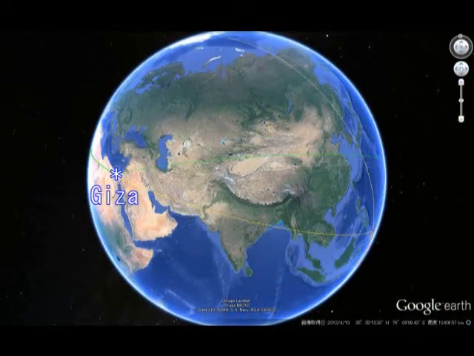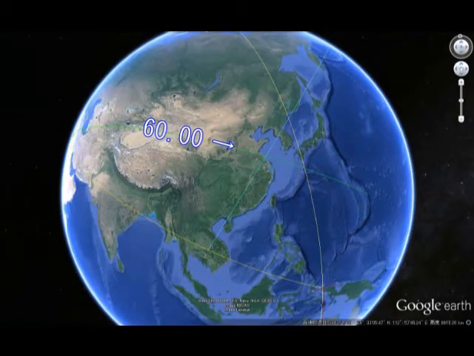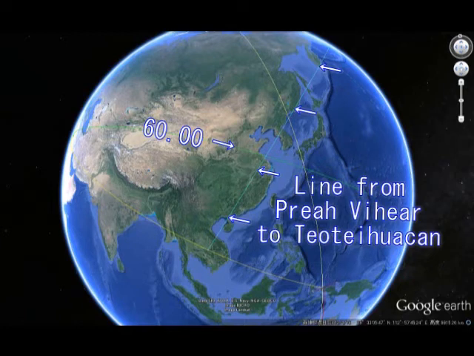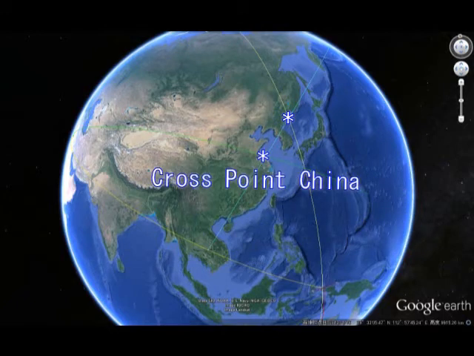Right. First of all, I have to say that this is the Giza, and I draw a line at the angle of 60.00 degrees against the North Pole, straight to the east. This line is a very important line. On the line, you can find Dunhuang and Inshu. Anyway, this line is between Previa here and Teotihuacan, and you can see cross point China and also cross point Japan.